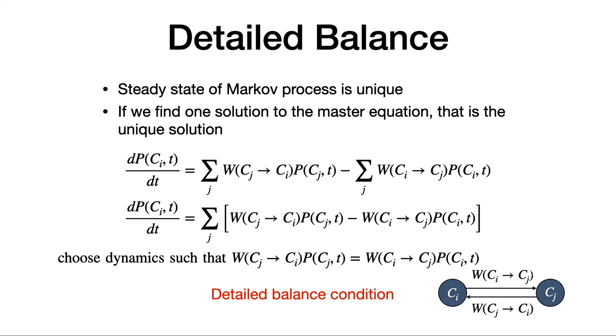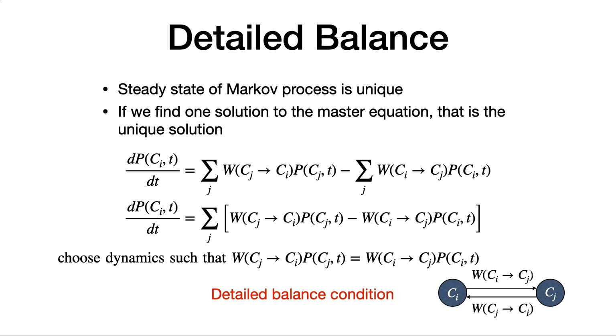There is something called detailed balance. The first statement we know is that the steady state of a Markov process is unique. Therefore, if we find one solution to the master equation, that's the unique solution. Because of the uniqueness, I have to just find one solution. So in the long term behavior, nothing changes with time. I put dP/dt equal to 0. I need to know what W's satisfy dP/dt = 0. I should make the right hand side 0.